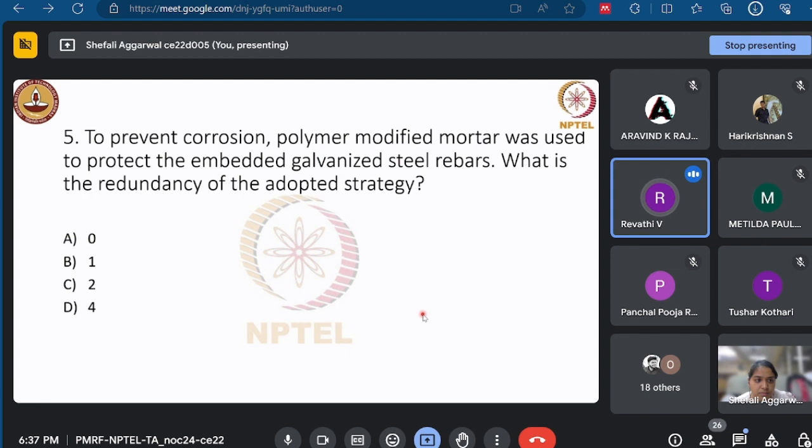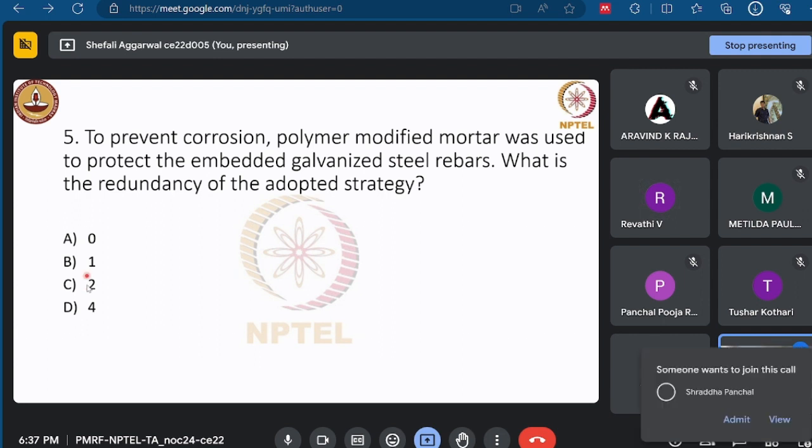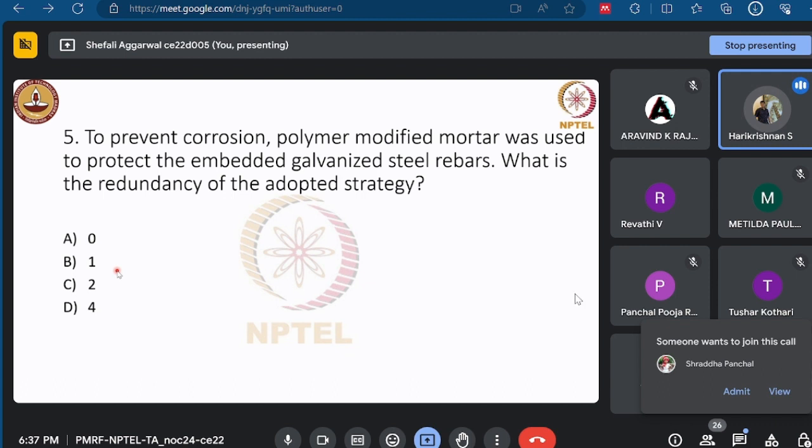It's A option. C option. Okay. How? You're telling two. How will we identify the redundancy and how many times we'll have to do these repairs? How will we identify? Because it can be repetitive, right?